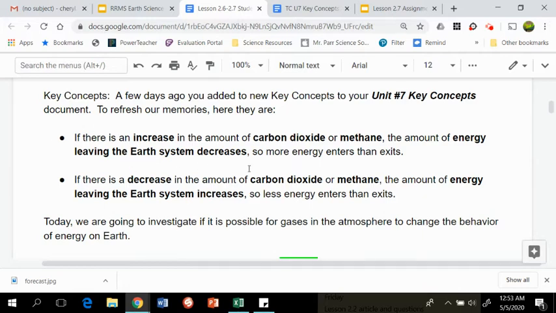If there is an increase in the amount of carbon dioxide or methane in the atmosphere, the amount of energy leaving the Earth system decreases. So more energy enters than exits. If there is a decrease in the amount of carbon dioxide or methane, the amount of energy leaving the system increases. So less energy enters than exits. So it's an inverse relationship, meaning that it's the opposite. So if the gases increase, the temperature decreases. If the gases decrease, then the temperature is going to increase.